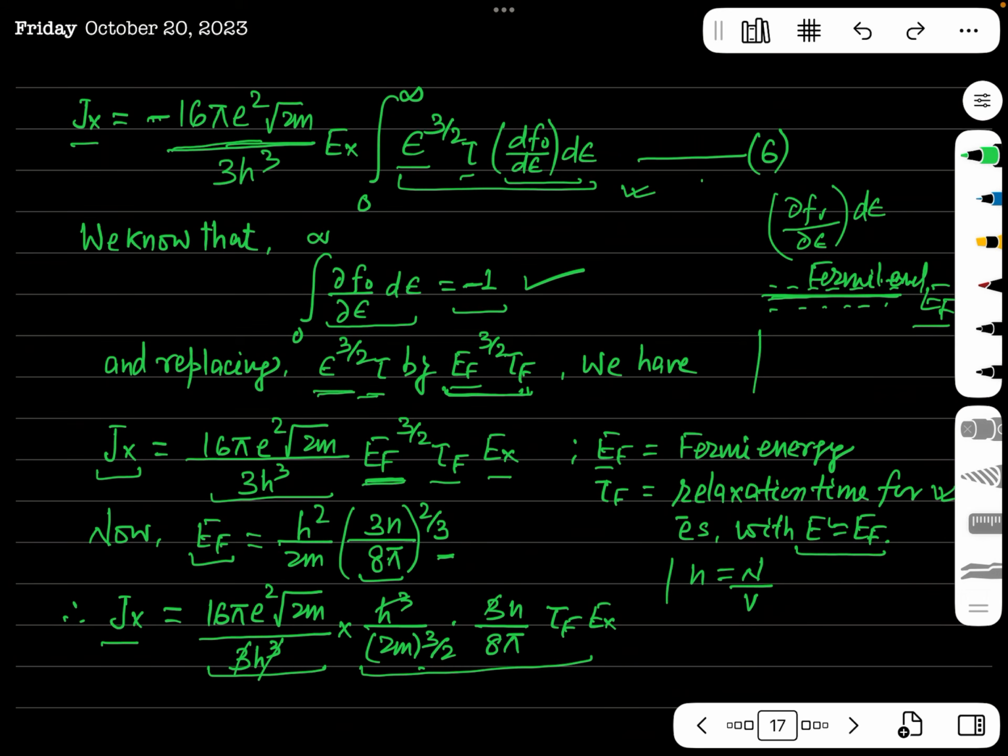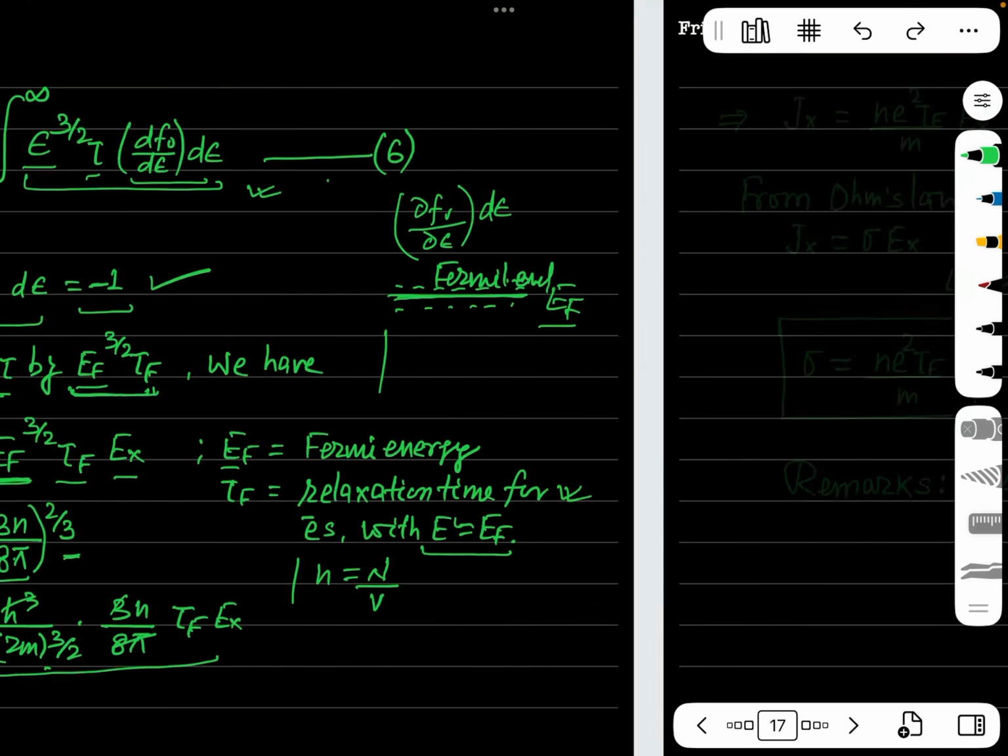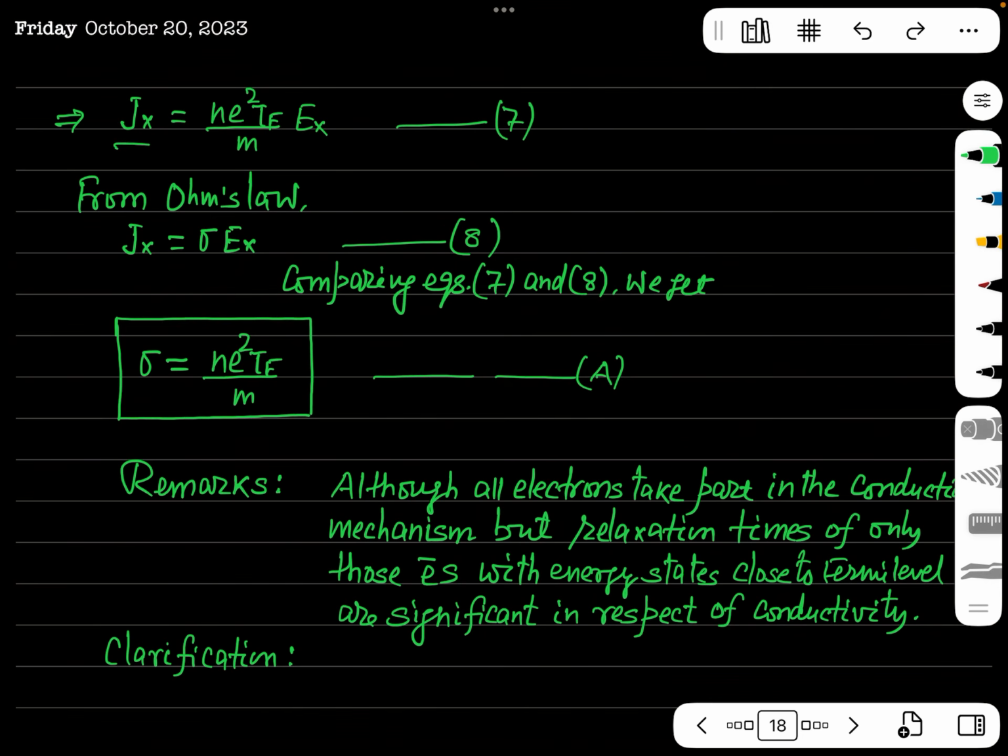Okay. And 2m to the power half, and here there is 2m to the power 3 by 2. So the half power will cancel out, and in the denominator there will be 2m. And this 8 pi will also cancel. This will be in fact 2 here. So finally you will get that this Jx is equal to Ne square tau f over m times Ex.